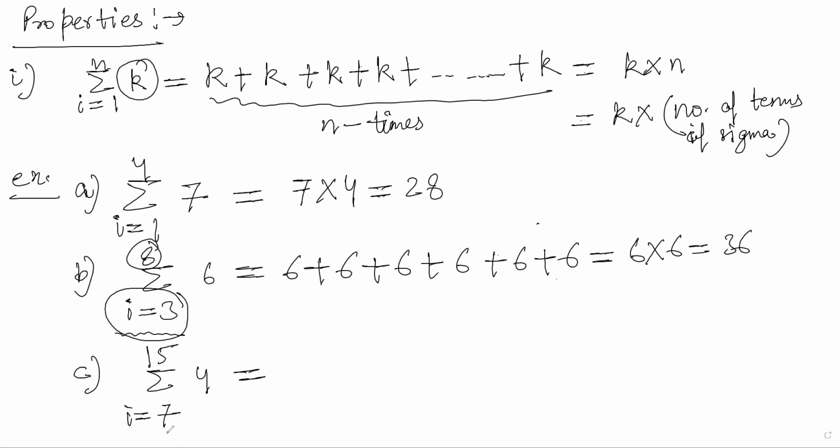Total terms should be 15, but you have forgotten to take some starting terms. How many terms? In the starting we left out 6. From 1 to 6 we haven't counted. So we have already left out 6 terms. Total should be 15, but we have left out 6 terms. That is, total are 9 terms. So the answer should be 4 into 9. That is 36.